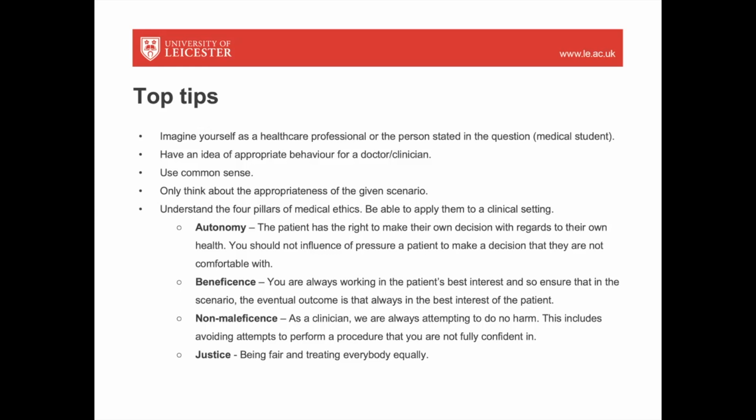It also helps to have an idea of appropriate behavior of a good doctor or clinician. This includes reading documents like the General Medical Council's Good Medical Practice, if you haven't done so already, because it's going to give you a solid idea of the principles that doctors will have to follow. Another great way to do well is by understanding the 4 pillars of medical ethics. These are guidelines that medical practitioners should follow in order to undertake their practice ethically. Understanding these 4 pillars and how they interact with each other will not only help you with your UCAT and interviews, but also during your time at medical school and your future career as a doctor.